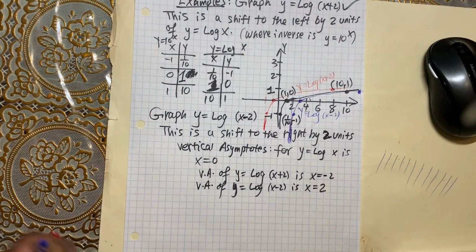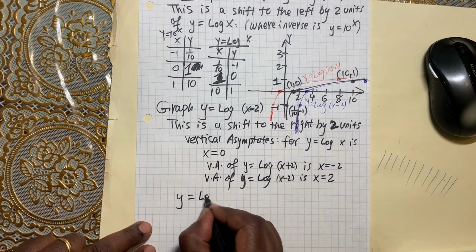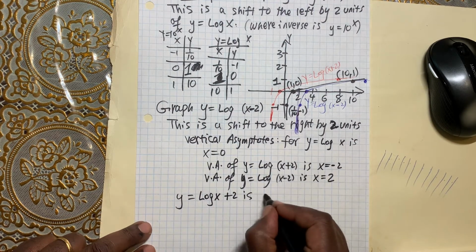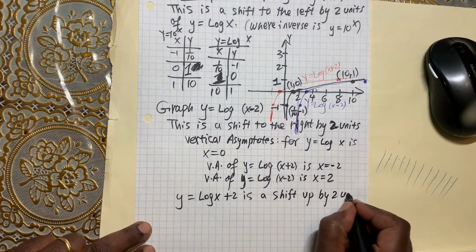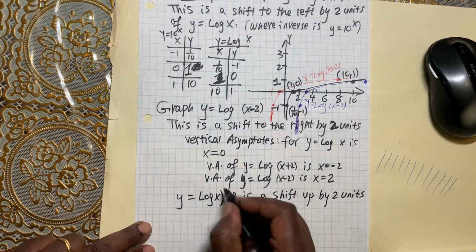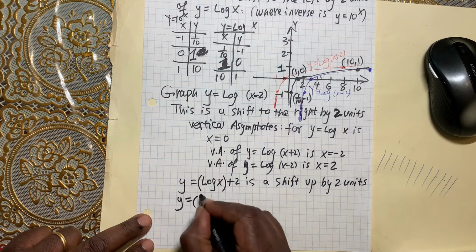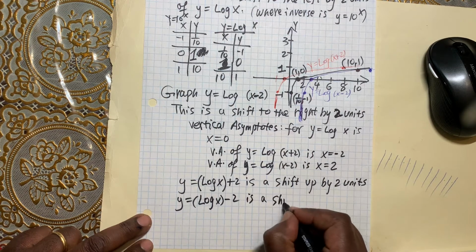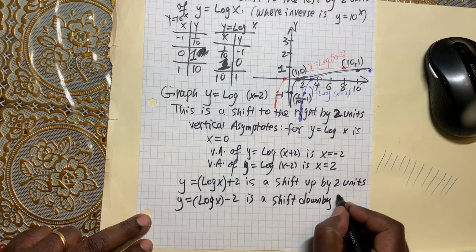If I'm graphing up, say y equals log x plus 2, this is a shift up by 2 units. Look, this is not in parentheses. You are adding on the whole function when you are shifting up. The same way, y equals log x minus 2 is a shift down by 2 units.